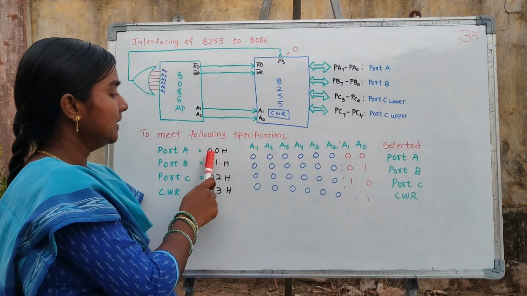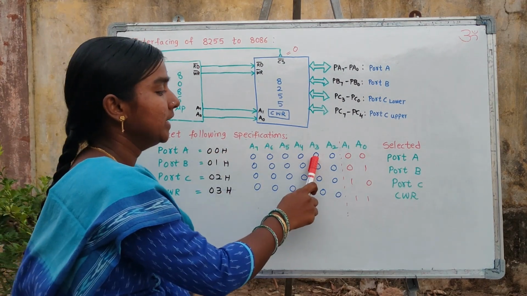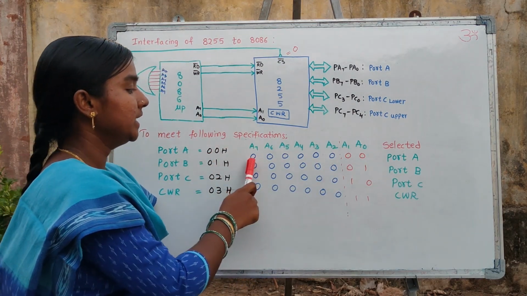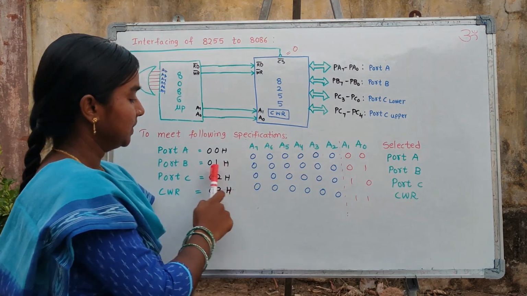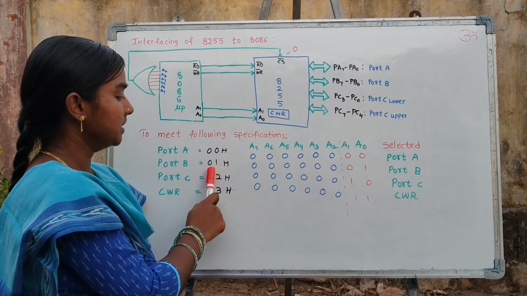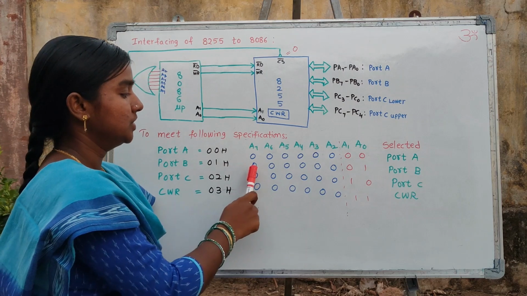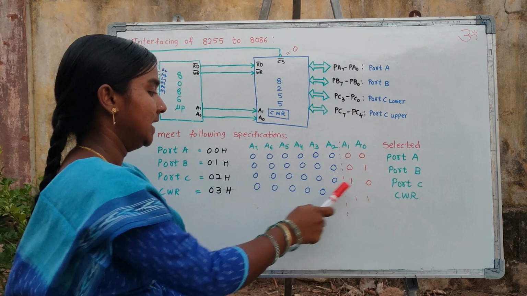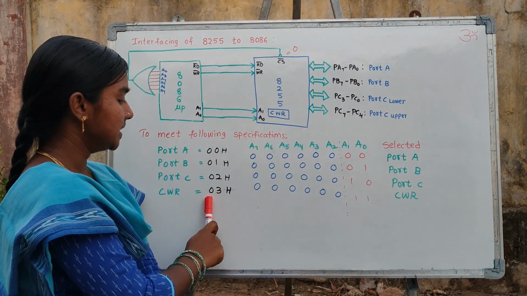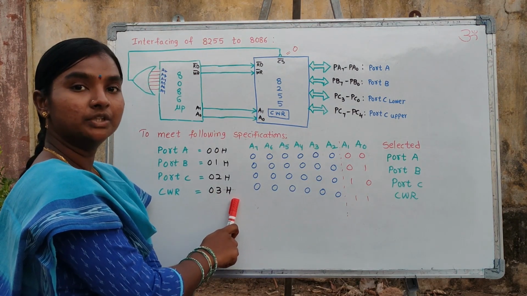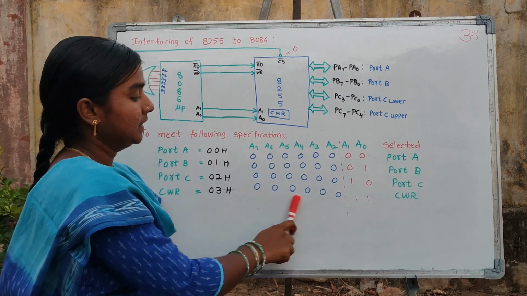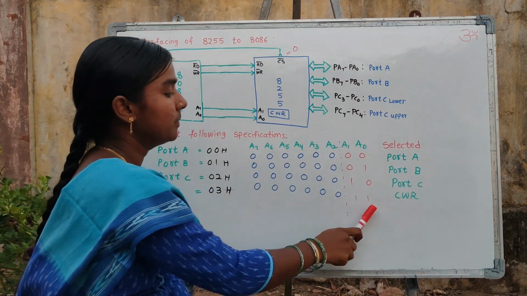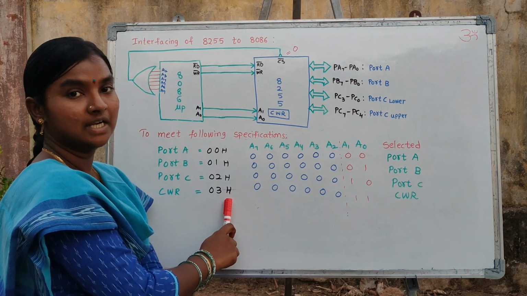See here, the first 0 indicates these 4 zeros, and the second 0 indicates these 4 zeros. For the second one, the port B address location 01H is mentioned, so here 4 zeros and then 0001. And the last one, the control word register address location, is 03H. For this, the first 4 bits indicate 0 and the next 4 bits indicate the hexadecimal digit 3.